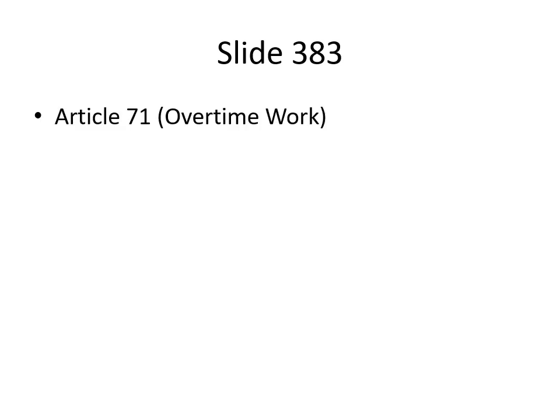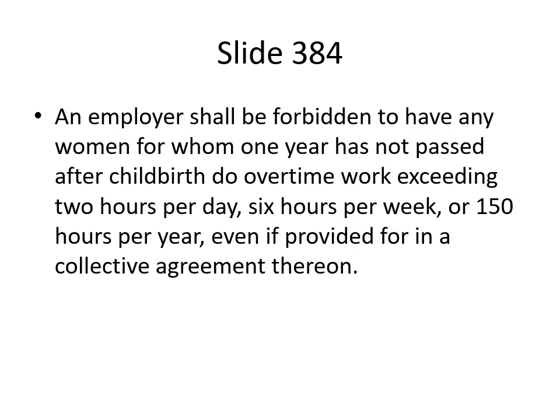Article 71, Overtime work. An employer shall be forbidden to have any women for whom 1 year has not passed after childbirth do overtime work exceeding 2 hours per day, 6 hours per week, or 150 hours per year, even if provided for in a collective agreement thereon.